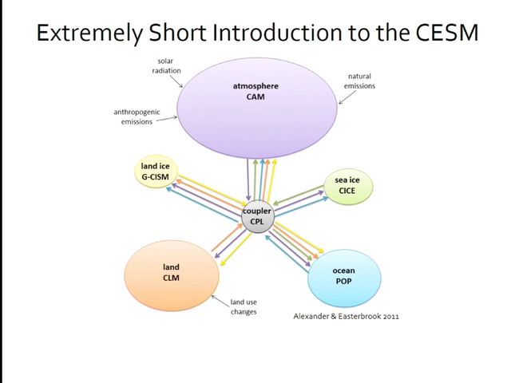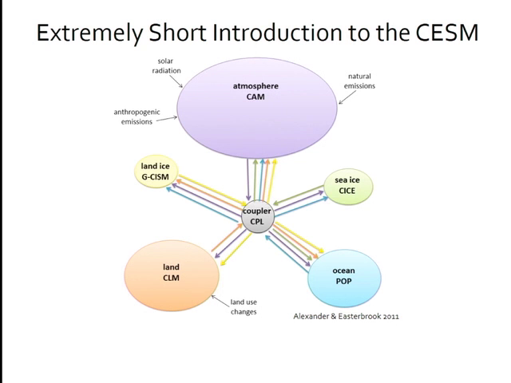CLM is down here, and there's ocean and sea ice and land ice. So there are all these different parts of the model. You can run them so they all interact. That's what a real Earth system model is, where all we're telling the model is how much solar radiation comes in from the sun, how much CO2 is being created by people, and natural emissions from things like volcanoes. And then the model is supposed to do everything else on a 30-minute time step, from history into the future.